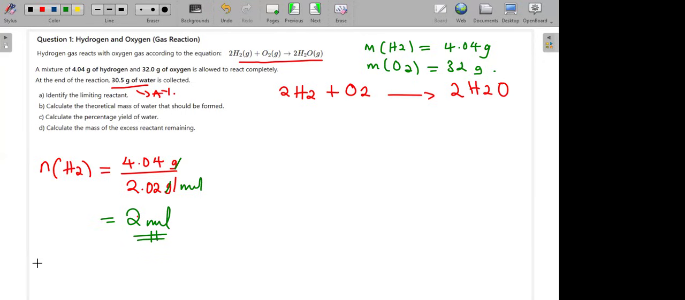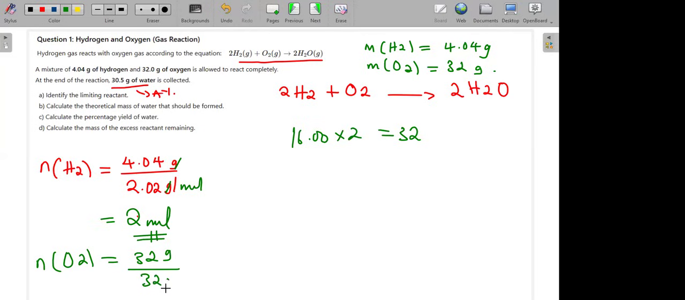Okay, what about the moles of the oxygen gas? The mass we've been given there is 32 grams divided by the molar mass of oxygen gas. So the molar mass of oxygen multiplied by 2. The molar mass of oxygen is 16.00, then I multiply it by 2 because I have this 2 there. So I'm just going to get what? 32. So that will be 32 grams per mole. The grams and the grams cancel out, and I only remain with the mole.